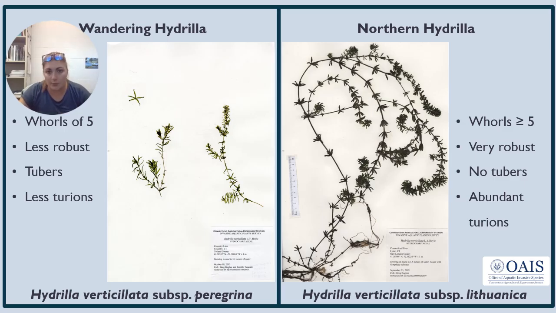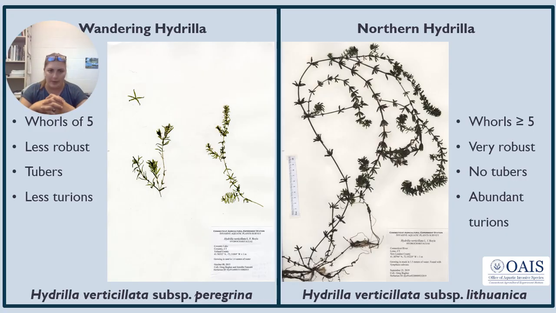Northern Hydrilla is what we found in the Connecticut River in 2016. So it's also called the Connecticut River strain, but this is Hydrilla verticillata subspecies lithuanica. And it's going to have whorls of 5 or more. So you may see 8 leaves, 12 leaves, 6 leaves, but you're going to see more than 5, where the wandering Hydrilla is pretty much just 5.